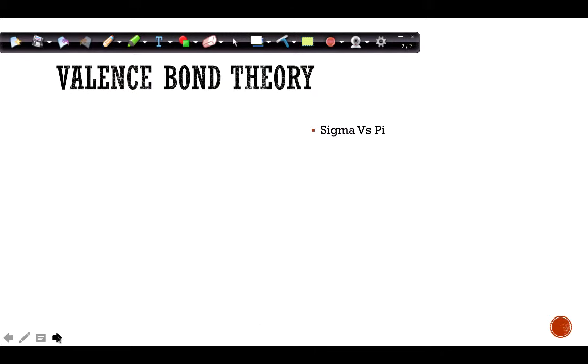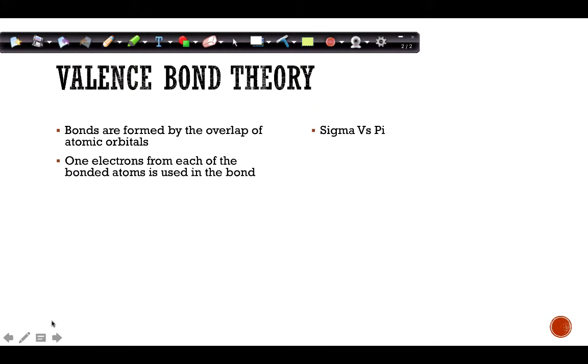All right, so valence bond theory. Basically, bonds are formed by the overlap of atomic orbitals. So one electron from each of the bonded atoms is going to be used in that bond. Both electrons in that overlap, so the electrons that are being shared, are going to be attracted to the nucleus of the atom.